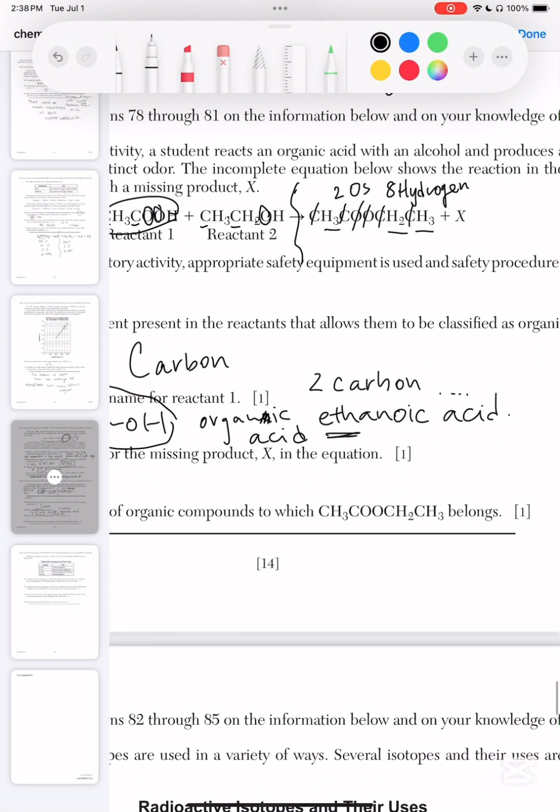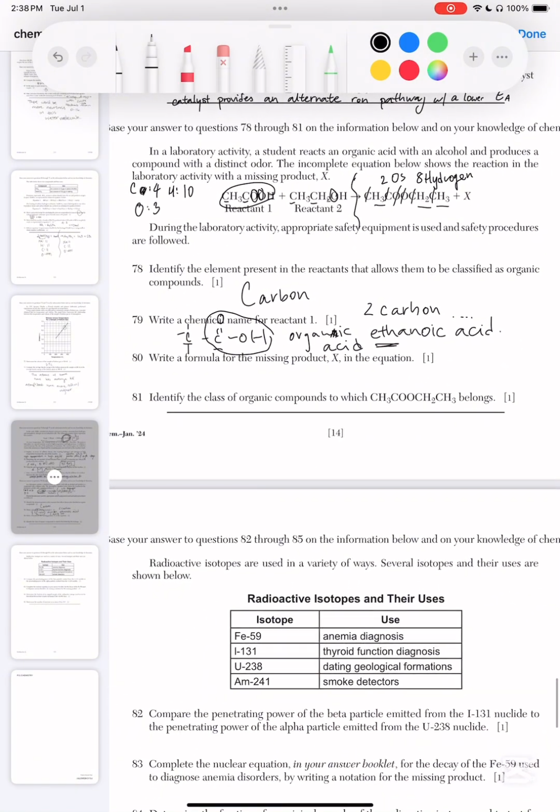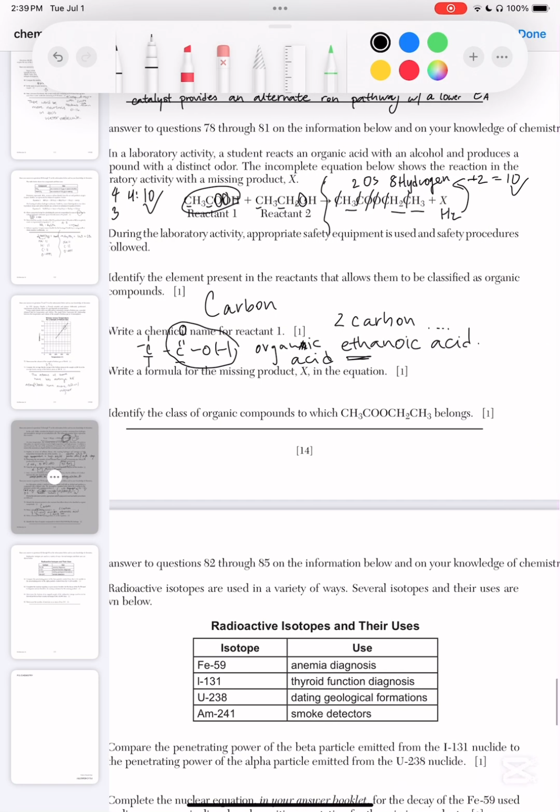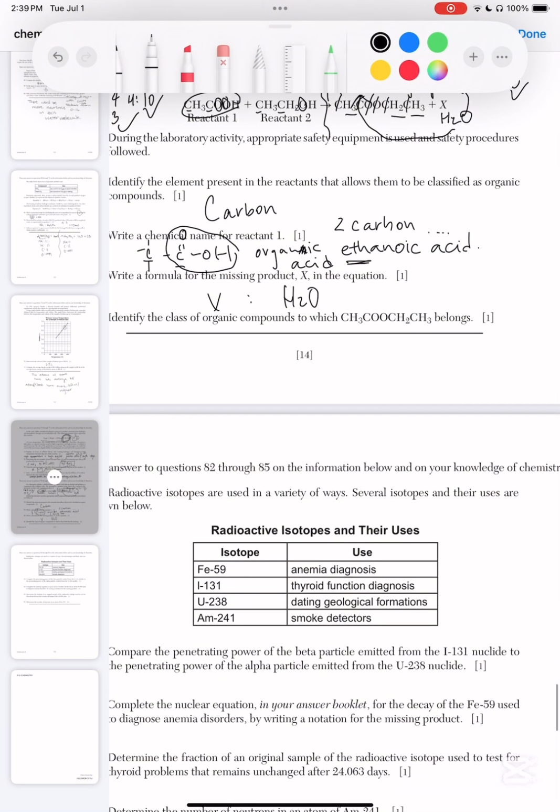If we compare this to the left, we have 10 H's on the left. That means we also have to have 10 H's on the right. So we have H2 to compensate for the difference, and 8 plus 2 equals 10, guys. And then for the oxygens, we need 1 more oxygen to balance out the 3 O's, so 2 plus 1 is 3, and 3 is 3. Yay. So, yeah, the missing product, X, is H2O.